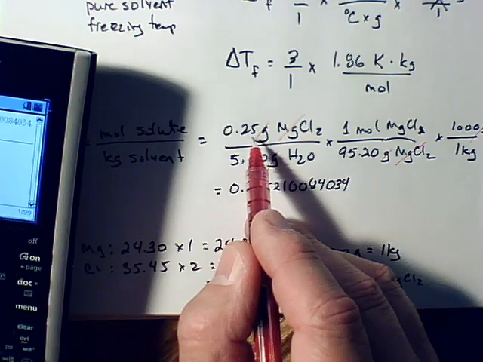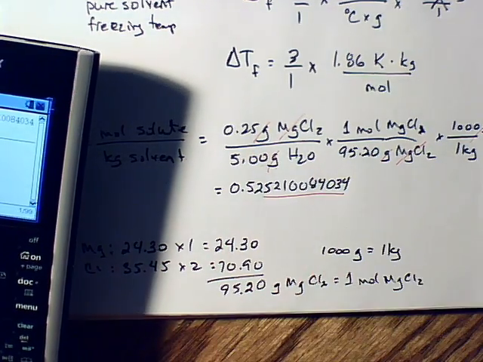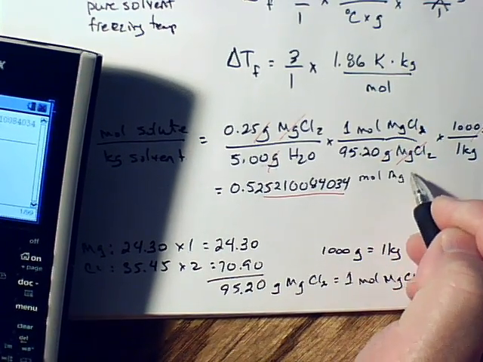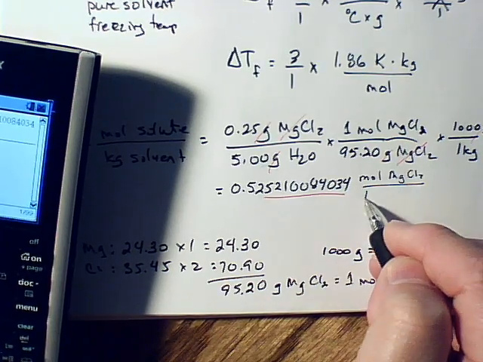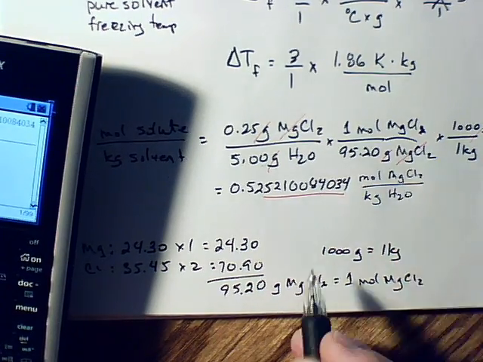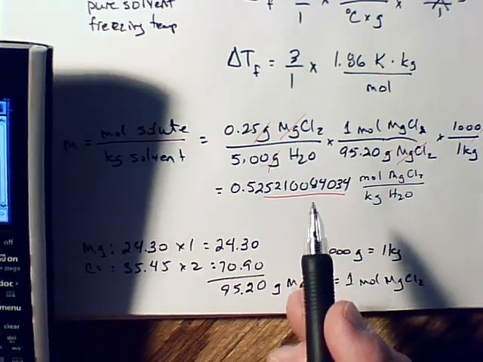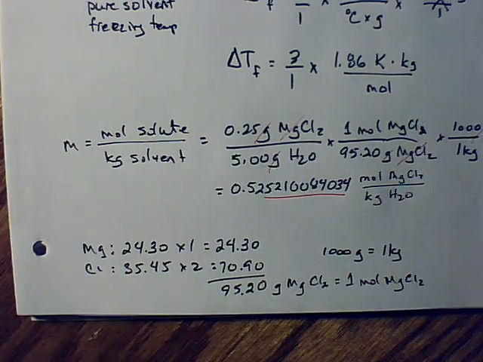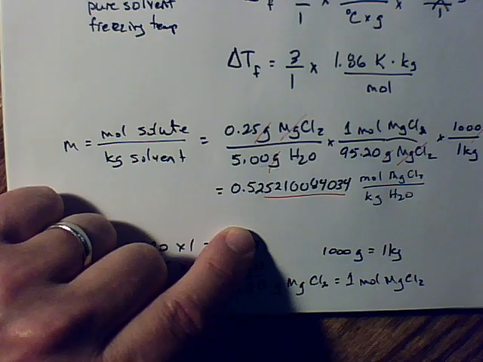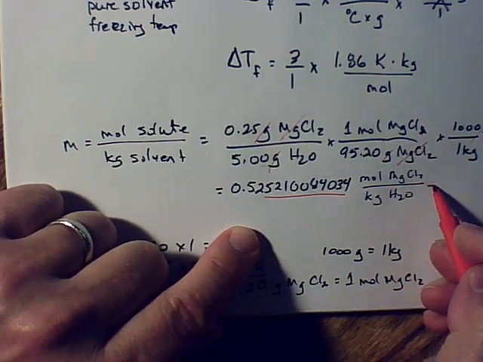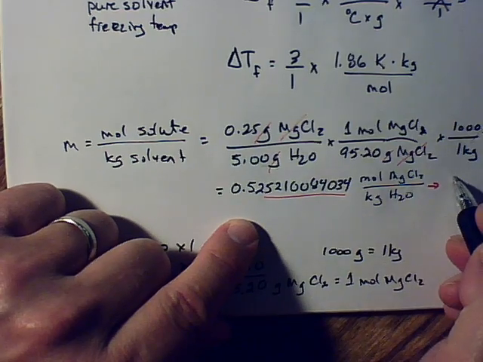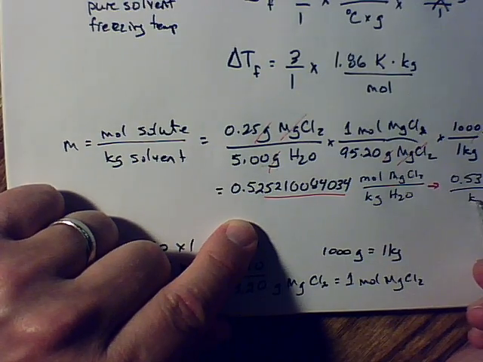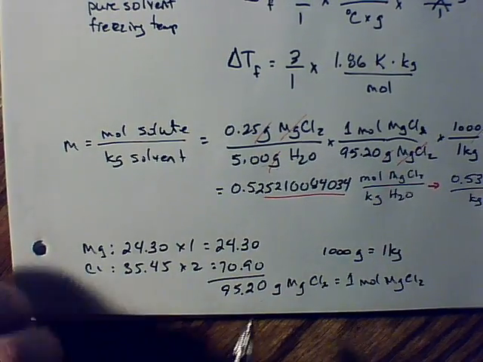Now I need only 2 significant digits because this number had only 2 significant digits. And so this number is moles of magnesium chloride over kilograms of water. And what you want to do is keep your answer in those terms to fit it in this equation, because it's already broken out in kilograms and moles. So what I want to do is round this off in this fashion. I want to say it's 0.53 moles per kilogram. Does that make sense, what I'm doing?